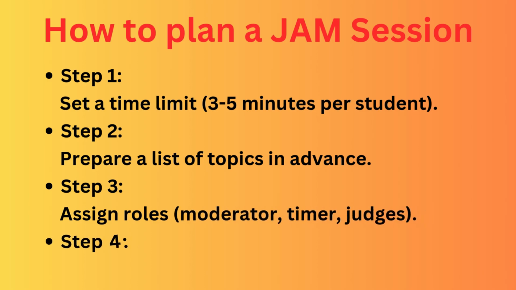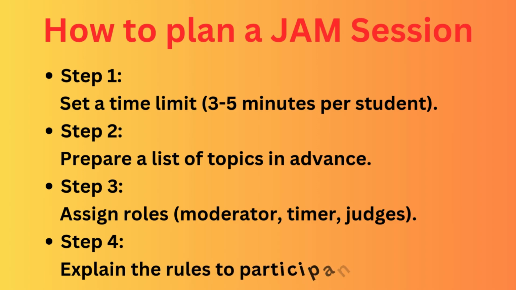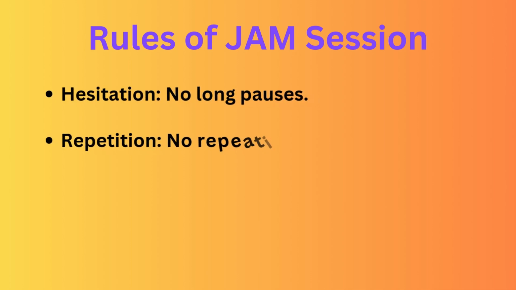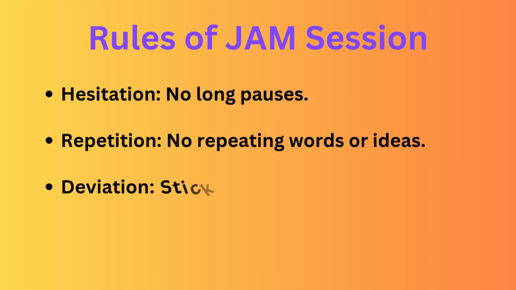How to plan a jam session? There are 4 steps involved in preparing for a jam session. Step 1. Set a time limit, 3 to 5 minutes per student. Step 2. Prepare a list of topics in advance. Step 3. Assign roles. There will be a moderator, timer, and judges. Step 4. Explain the rules to the participants.